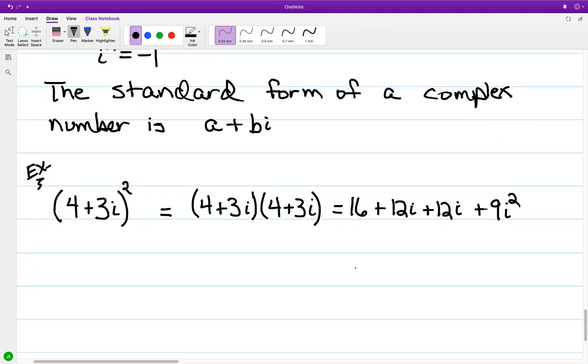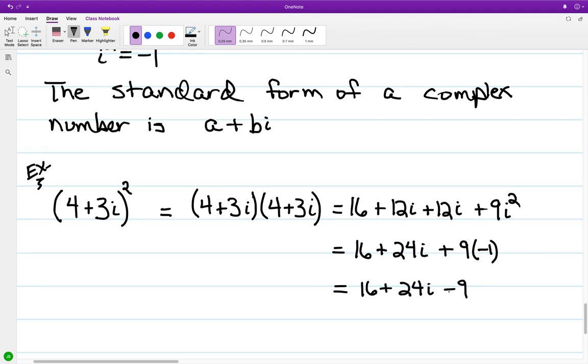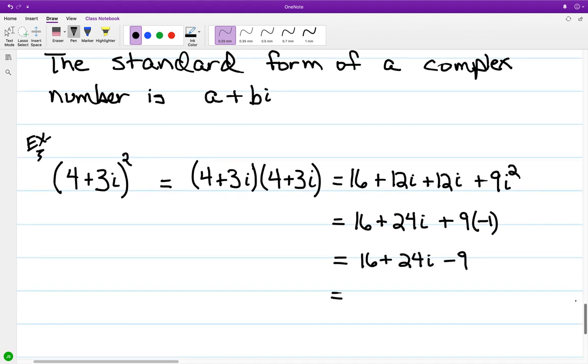In terms of following through, we have 16. 12i plus 12i is going to be 24i. 9i squared is going to be 9 times negative 1. So we have 16 plus 24i, and 9 times negative 1 is negative 9. Combining like terms together, the product results in a standard form complex number where we end up at 7 plus 24i.